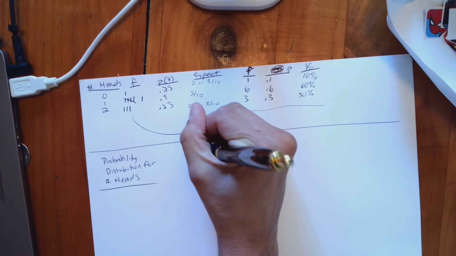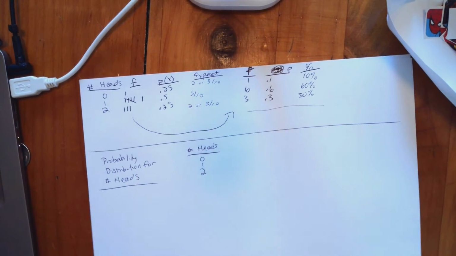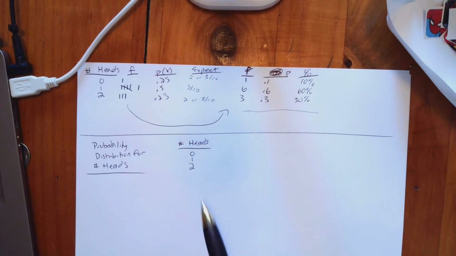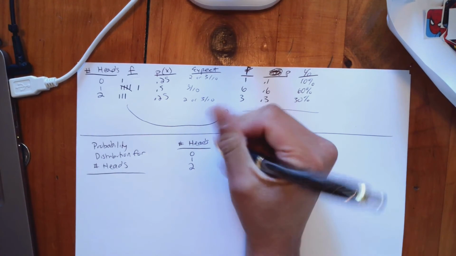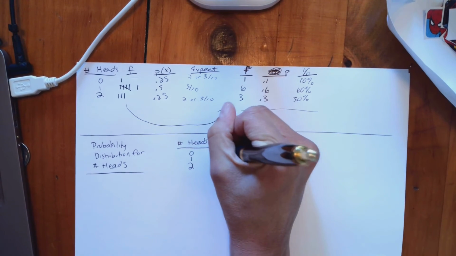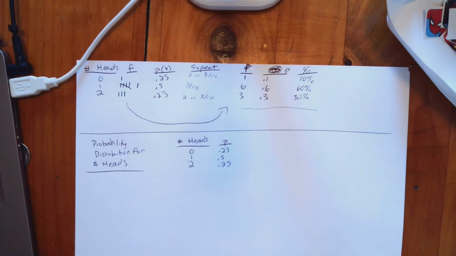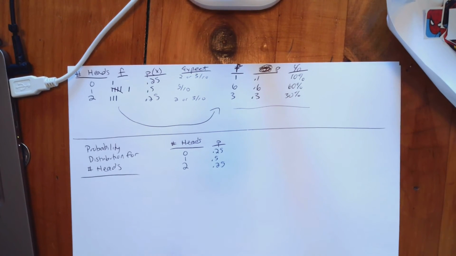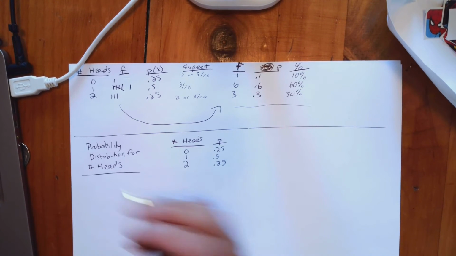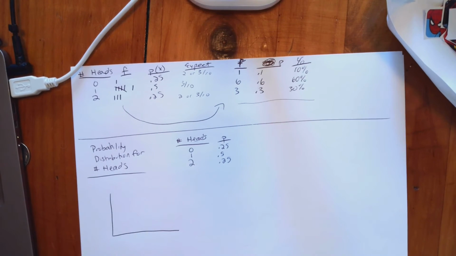So your probability distribution for number of heads, the possible values you can have out of two coin flips, 0 heads, 1 heads, or 2 heads, and then the probability of getting each one is 0.25, 0.5, and 0.25. So just like you could take a frequency distribution and turn it into a histogram, you can take a probability distribution and turn it into a graphed probability distribution. And we're going to do something similar here.